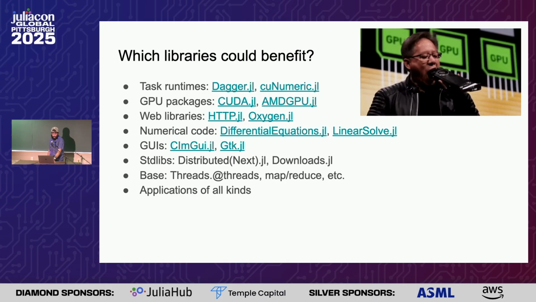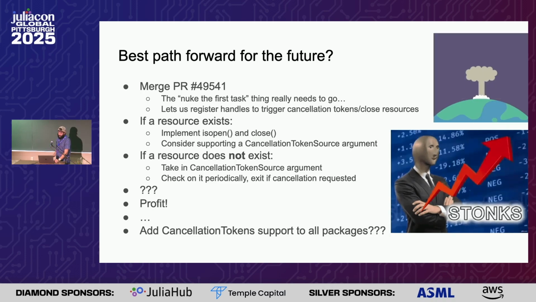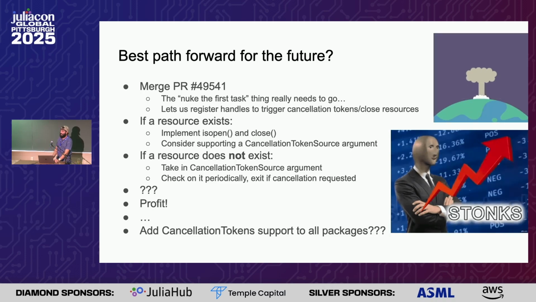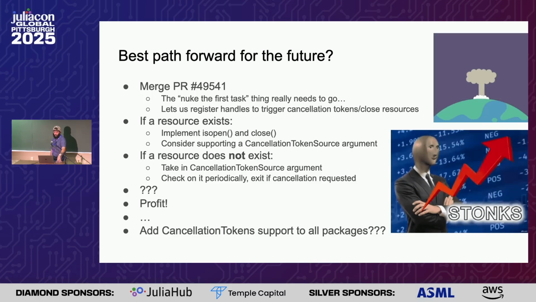And so my thought on the best path forward for the future is merging my PR. Obviously, once we get it all fixed up and I figure out how it works again, get it all cleaned up, get tests passing, whatever. And then, if a resource exists that we can work with, implement is open and close. That's what you should do.